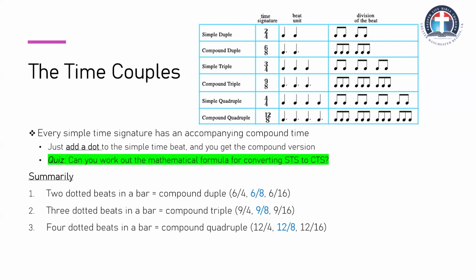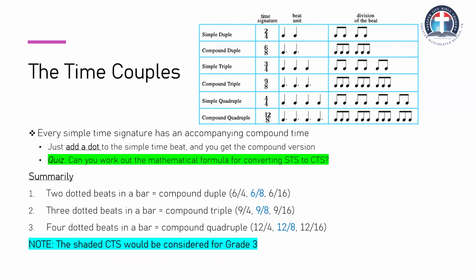So generally, that is all we need to know about compound time signature at this stage. So let's know that the ones that I've shaded, 6/8, 9/8, and 12/8, are the ones we'll be considering in grade 3. We won't be looking at the other compound time signatures. So we'll only be looking at these 3 time signatures, which are all in dotted crochet. So 2 dotted crochet, 3 dotted crochet, 4 dotted crochet. That's 6/8, 9/8, 12/8. Those are the time signatures we'll be considering for grade 3.